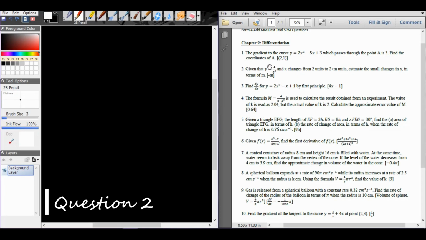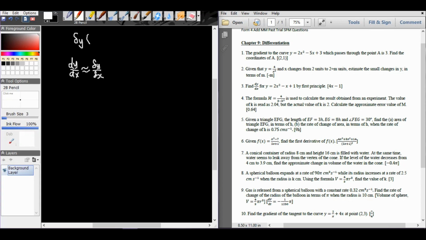Number 2. Given that y equals 4 over x squared and x changes from 2 units to 2 plus m units, estimate the small change in y in terms of m. For this question, we are going to find the small change in y, which is delta y. We are using this formula: dy dx is approximately equal to delta y over delta x. Delta here means small changes. So if you want to find delta y, delta y approximates to dy dx times delta x. We are going to use this equation for this question.